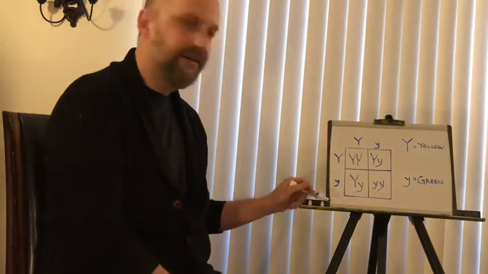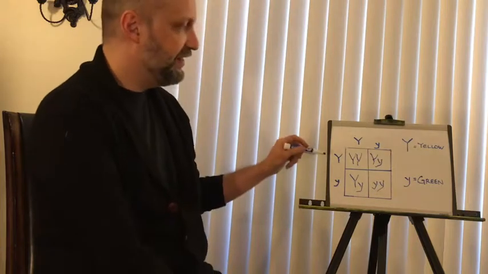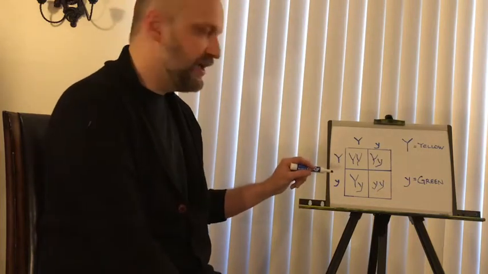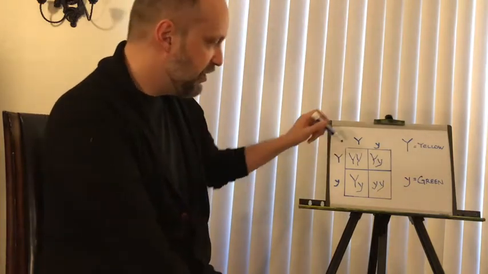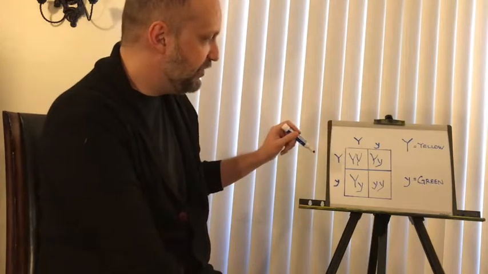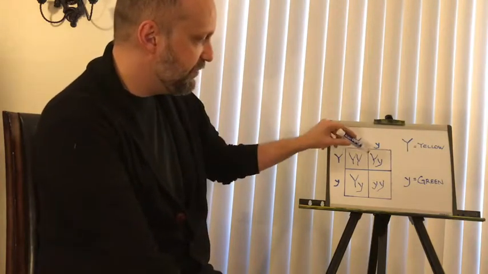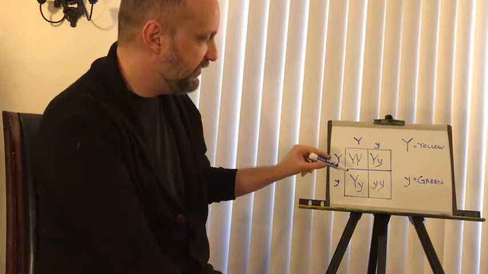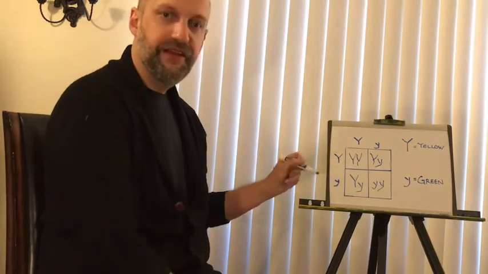So what are we seeing? What we're seeing is that the genotypes we get from crossing these two parents are capital Y capital Y, or dominant dominant, dominant recessive, dominant recessive, recessive recessive.